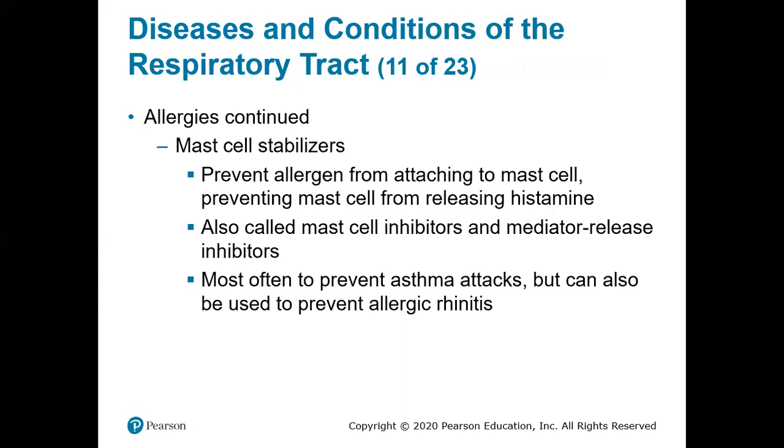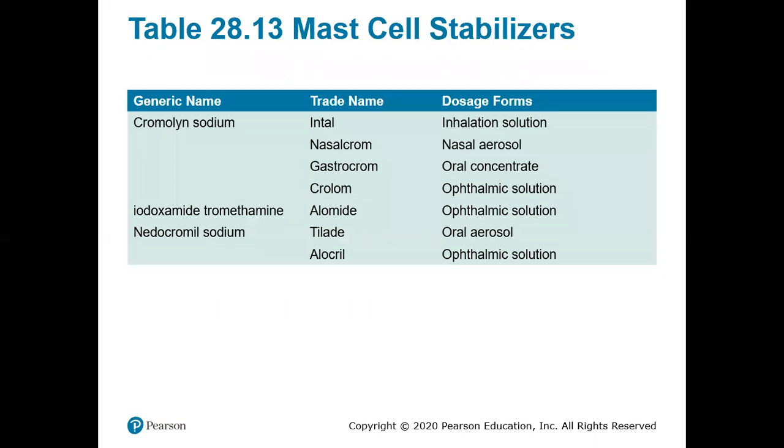The mast cell stabilizers, page 449, prevent allergen from attaching to mast cell, preventing mast cell from releasing histamine. Also called mast cell inhibitors and mediator release inhibitors. Most often to prevent asthma attacks, but can also be used to prevent allergic rhinitis. Table 28.13 is on page 449. It details mast cell stabilizers.